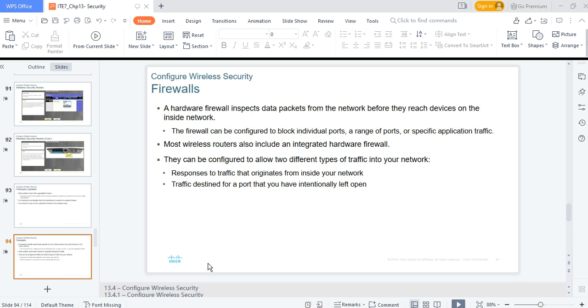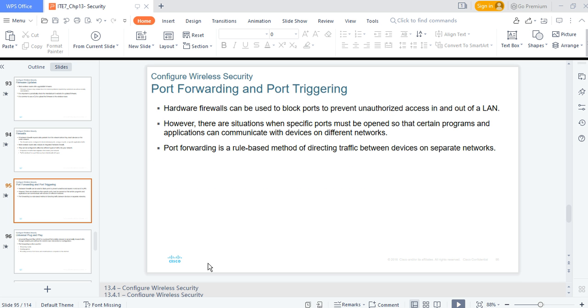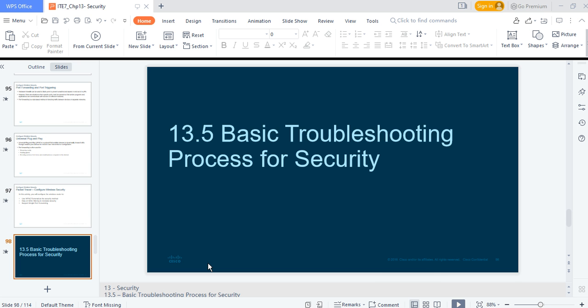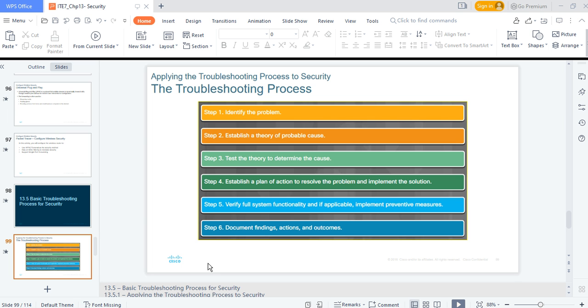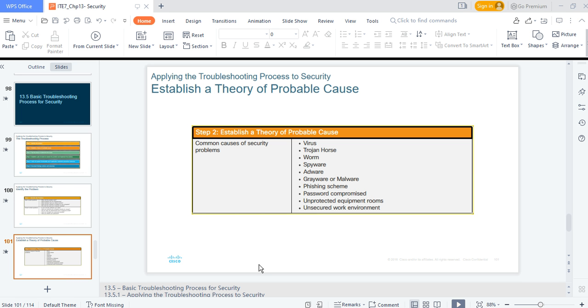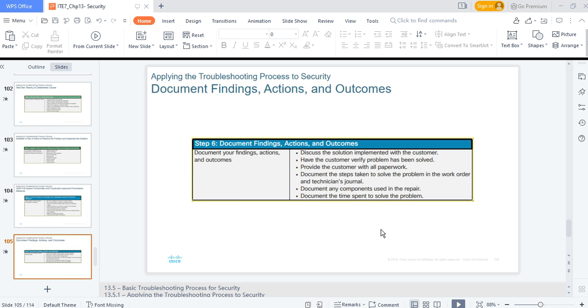Firmware updates, you want to be very careful. Firewalls, I've talked about that. Port forwarding and port triggering, universal plug and play. Then troubleshooting. Like we've talked about earlier on, you want to be able to identify the problem, right? This is basic for every one of the modules that we've been considering. You want to make sure that you follow through this to know what your probable causes can be. Do you have a virus? Do you have a Trojan? Do you have a worm? Each is going to have how you're going to solve it, right?